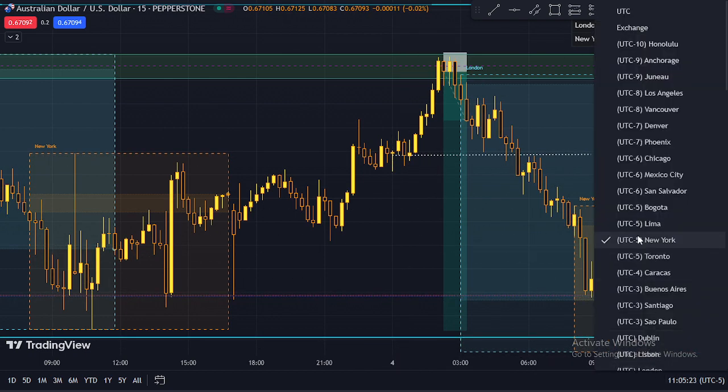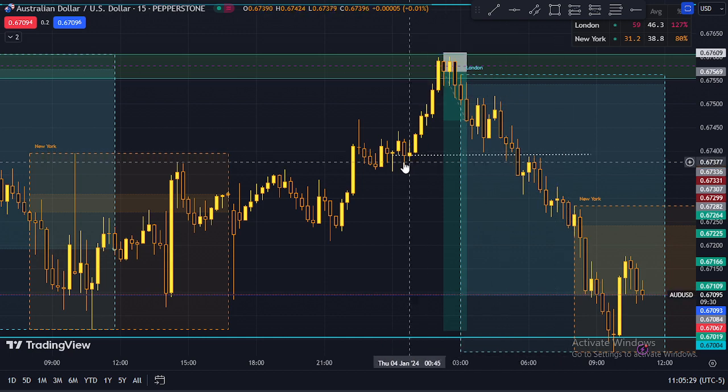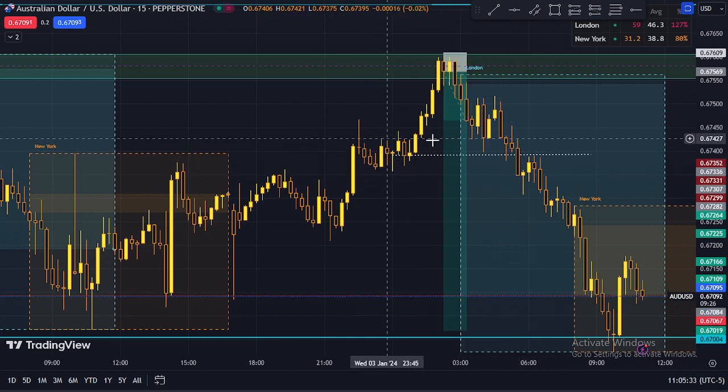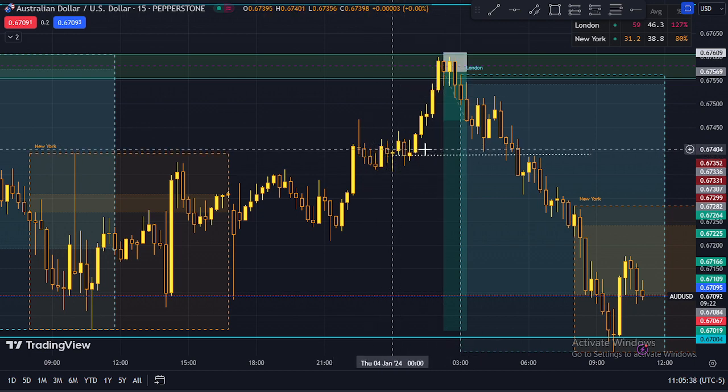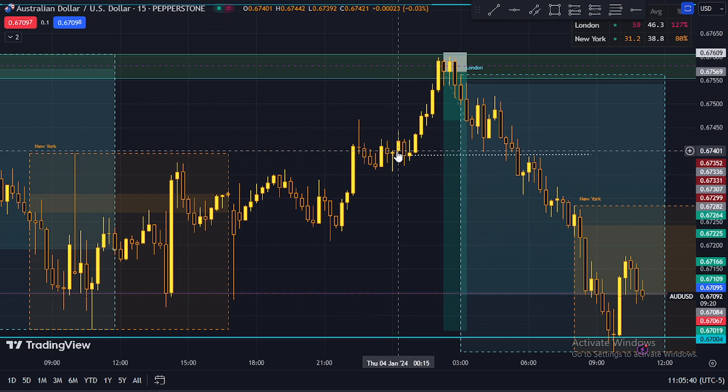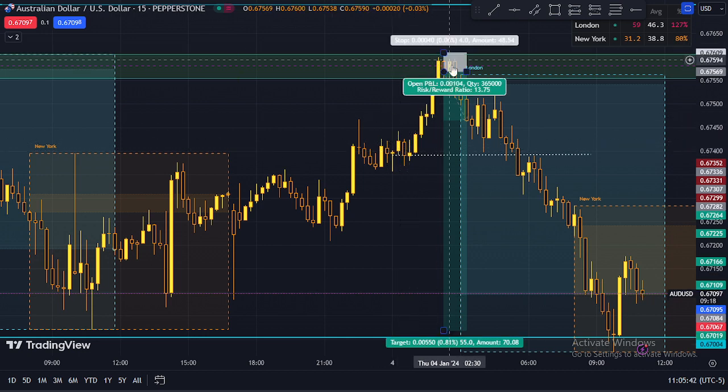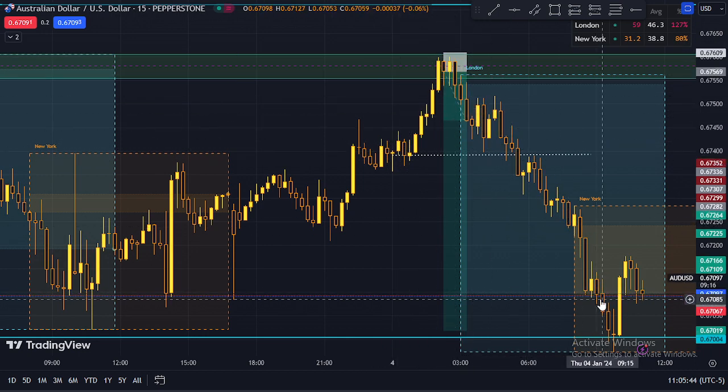This should always be on New York local time. So when you're having that, extend that through, noting the midnight opening price. So we had these being the accumulation, and then we had the manipulation, then here we had the distribution.